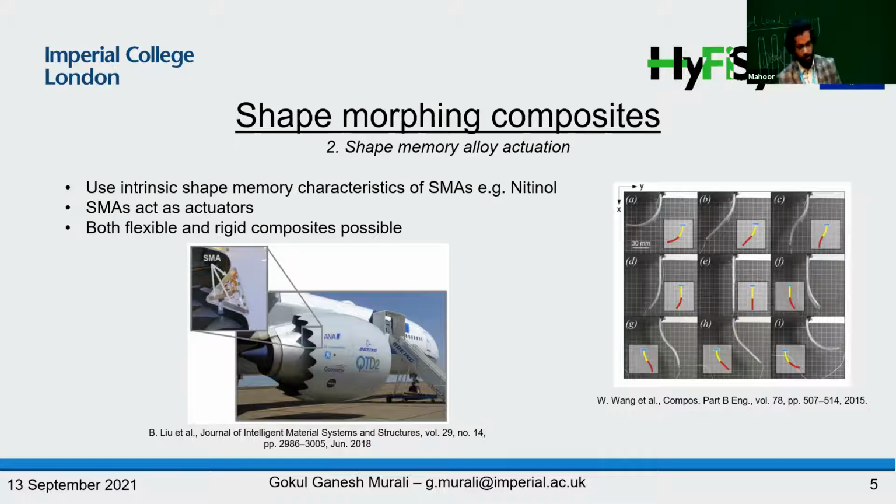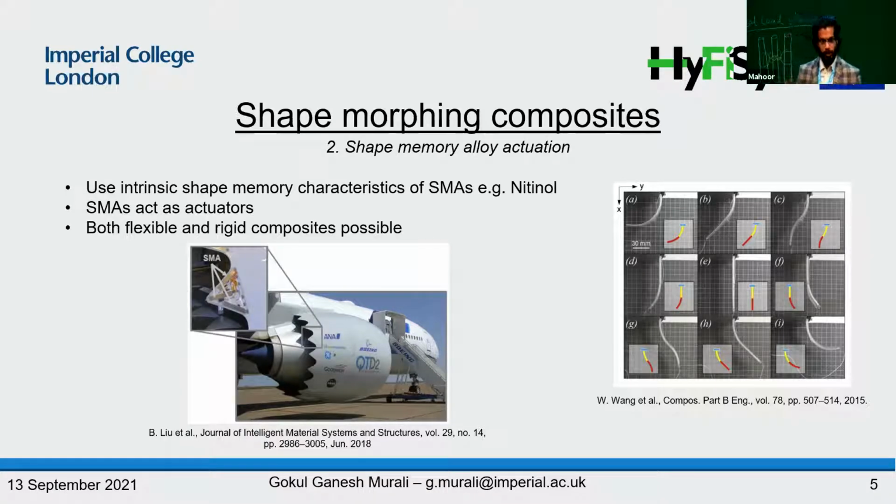On the right side of the slide, you can see a shape memory alloy actuated composite, but with a soft matrix. So it has a soft matrix and a shape memory alloy core using which it can change its shape. But more conventional materials, such as the ones on the left, use shape memory alloys as actuators to just deform conventional materials in the chevrons that cover the engines.